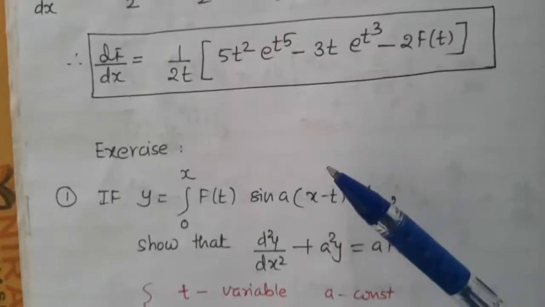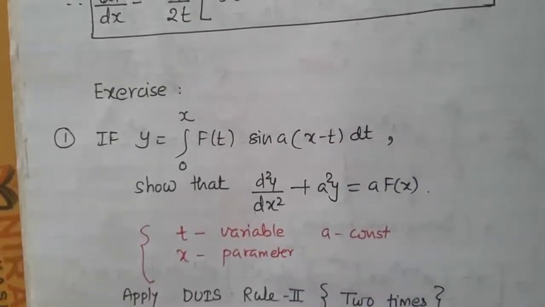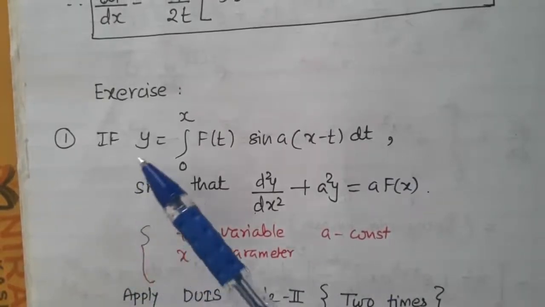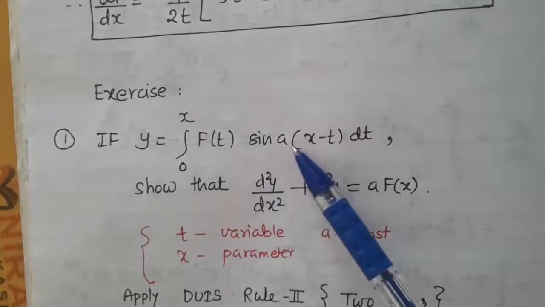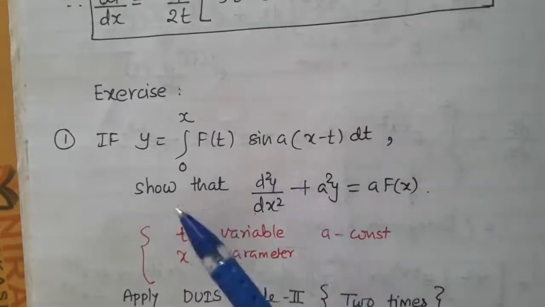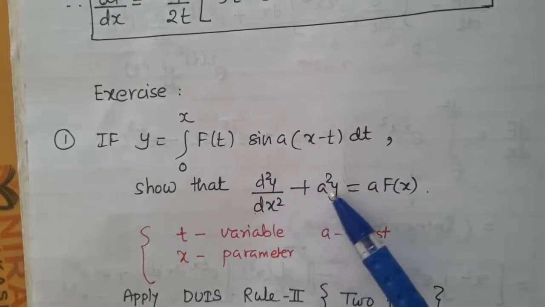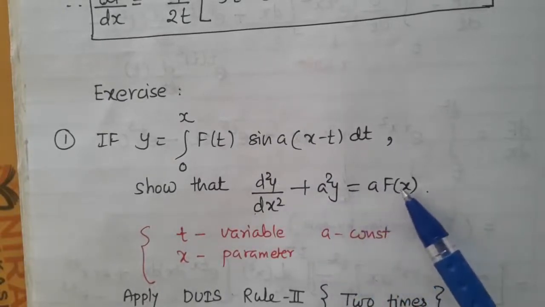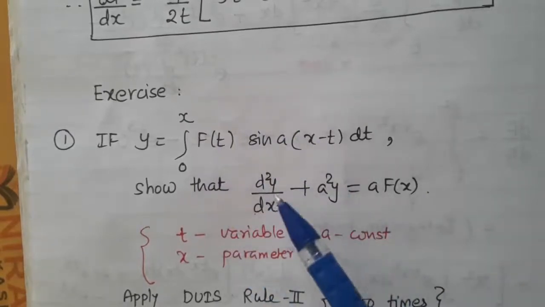Similarly, you can solve one example here on DUIS rule 2. Exercise question: if y is equal to integral 0 to x f of t sine of a into (x minus t) dt, then show that d square y by dx square plus a square y is equal to a into f of x. So here is the guideline to solve this question.